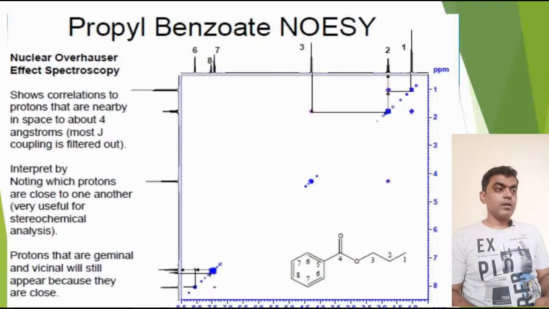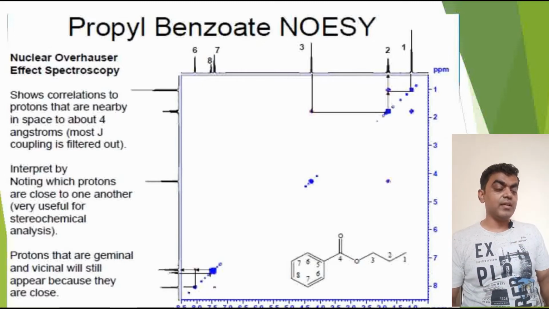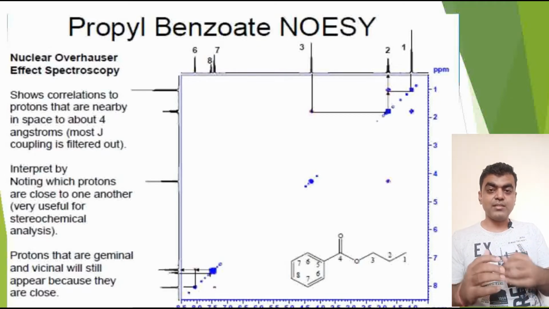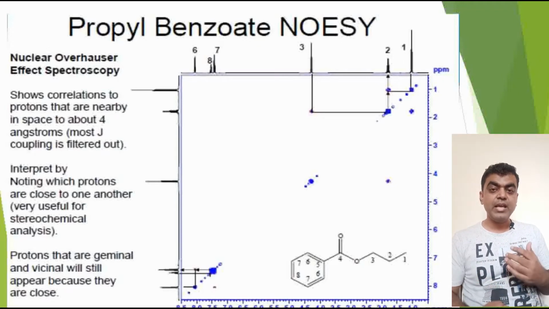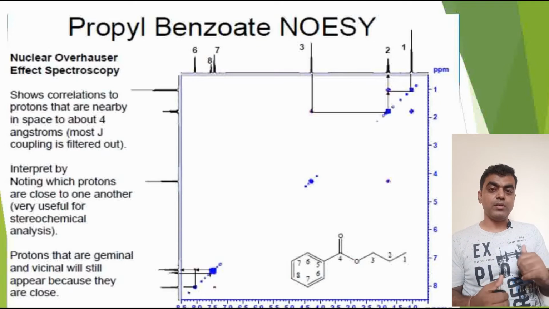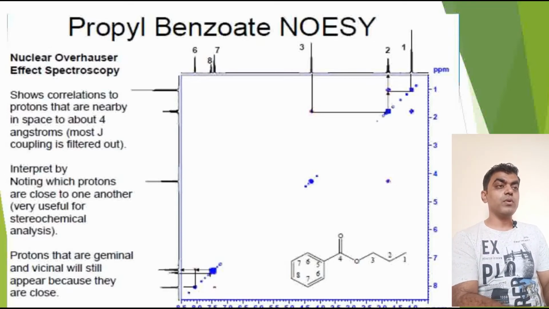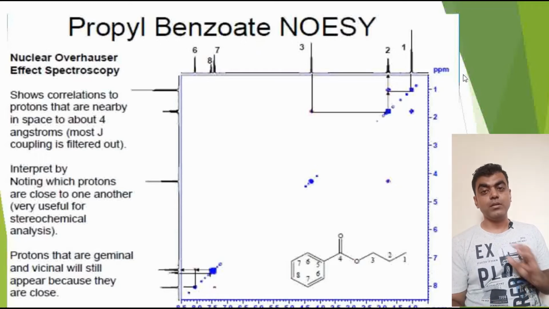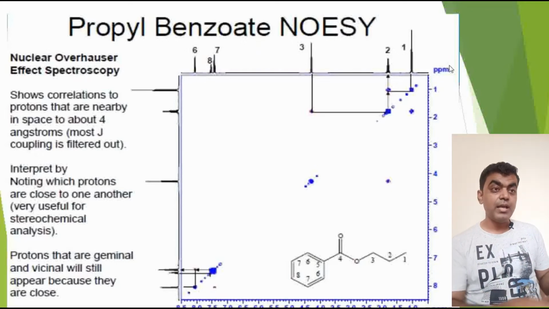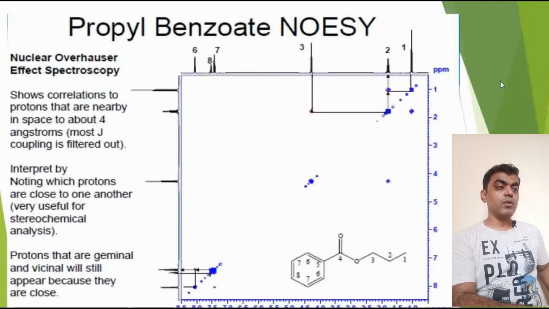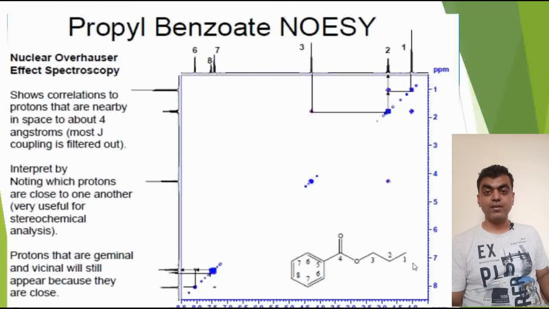Great. So protons that are geminal or vicinal will still appear because they are close. Now again, this is the stereochemistry terminology I'm using. The protons positioned in a geminal or vicinal position, depending on their orientation, can also be studied. And finally, when you cross-correlate both spectra, it can be proton-carbon, and you get the cross peaks, and you finally understand what your structural backbone is. That is important.